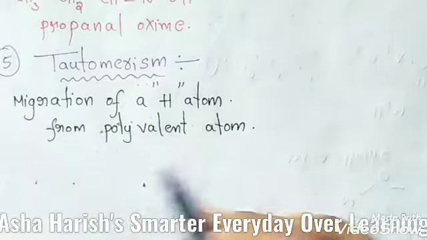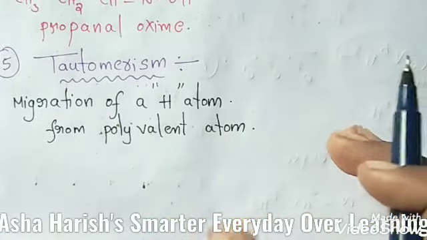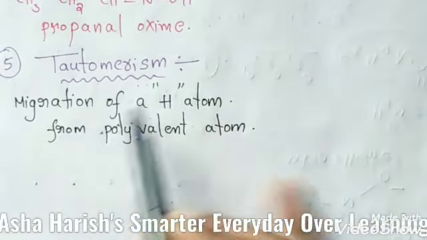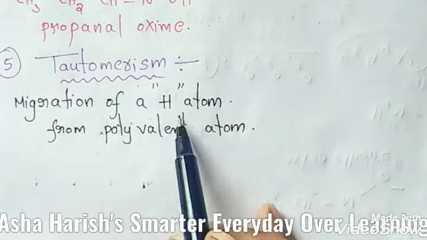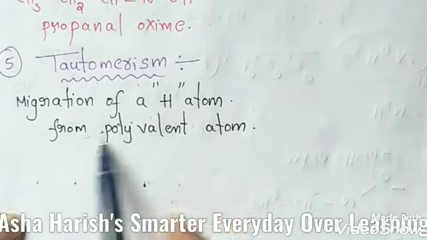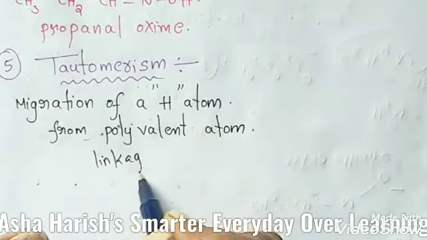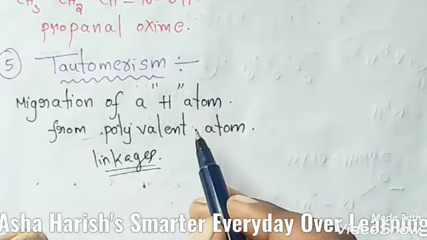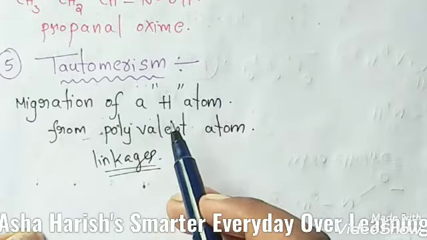It's a special kind of functional isomerism in which the isomers exist in dynamic equilibrium with each other. It arises due to the migration of a hydrogen atom from one polyvalent atom to the other within the same molecule with necessary rearrangement of linkages. Rearrangement of linkages takes place here. The isomers thus obtained are called tautomers, and this complete phenomenon is called tautomerism.